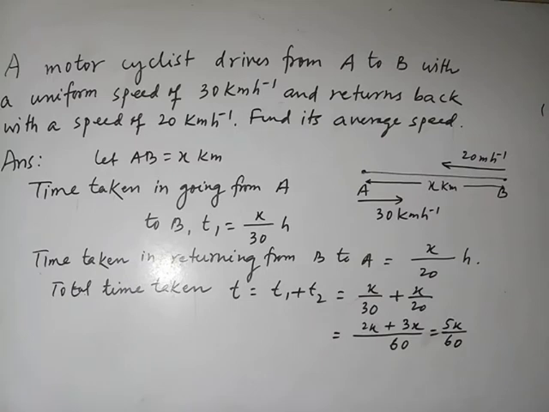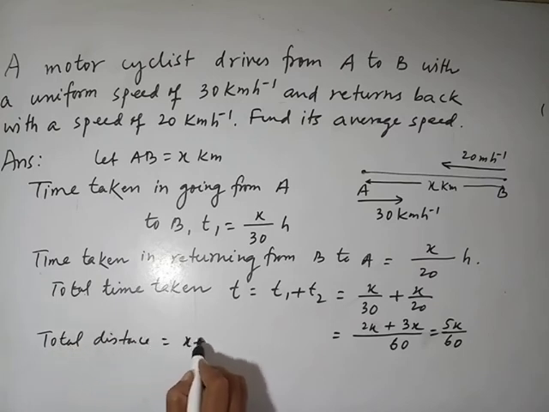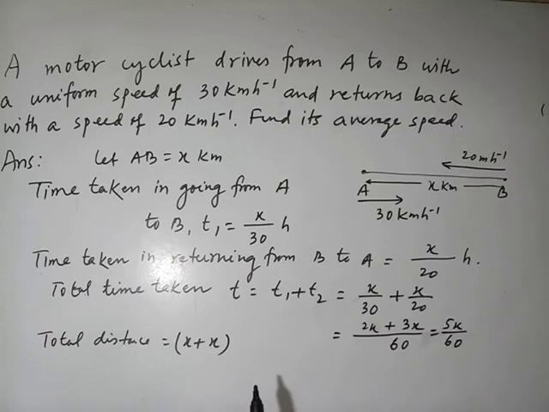Now the total distance, how much is it? The total distance is equal to x plus x. This x is for going from A to B, and this x is for returning from B to A. So it is 2x.